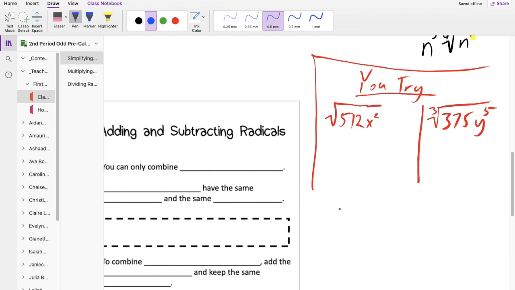So for the first one, you should have had 16x times the square root of 2. And for the second one, you would have had 5y times the cube root of 3y squared.